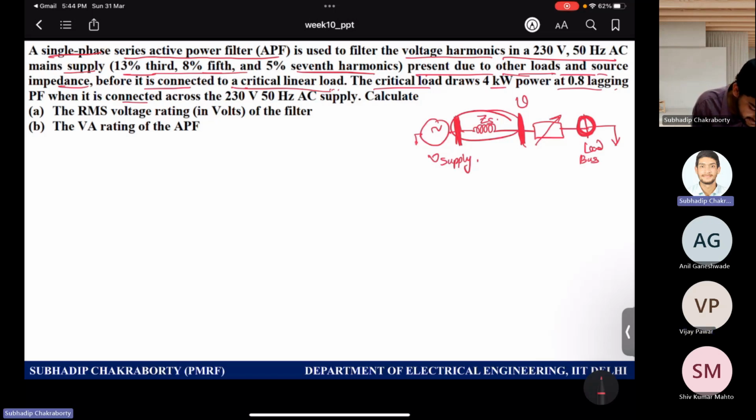So what is asked is the RMS voltage rating of the filter and the volt ampere rating of the active power filter. So how will you calculate the filter voltage rating? What I told you, the filter will inject all the harmonic components at this point.